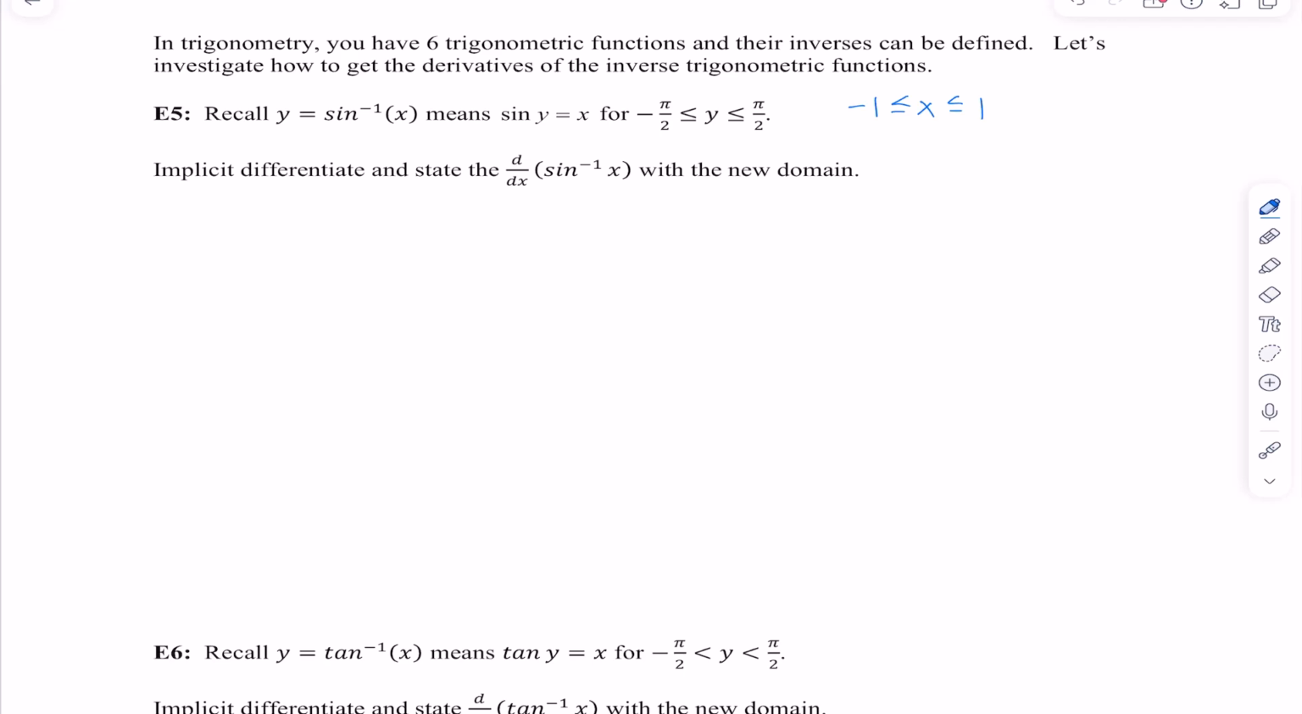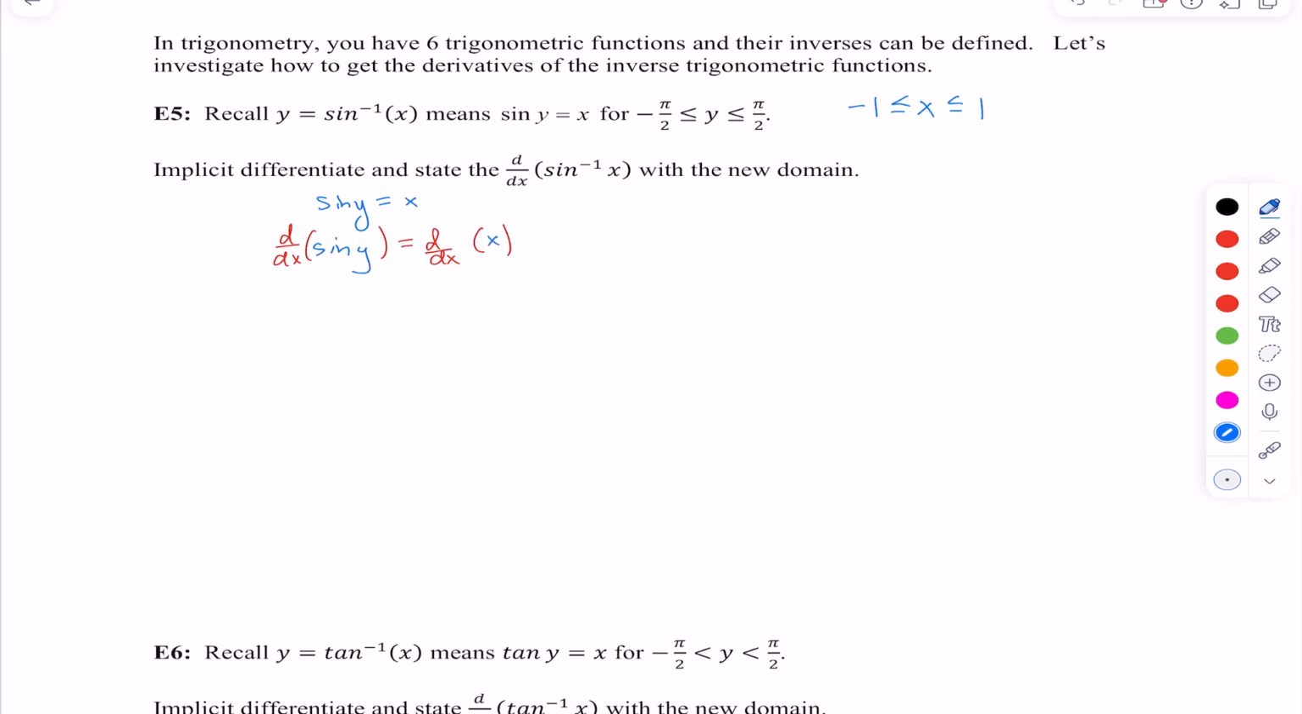Now, why don't we implicit differentiate to try to get the derivative of the inverse sine of x? Meaning we'll start with this equation and we'll differentiate this with respect to x, knowing that y is actually a function of x. Okay, remember, y here is a function of x. That means we have to apply the chain rule.